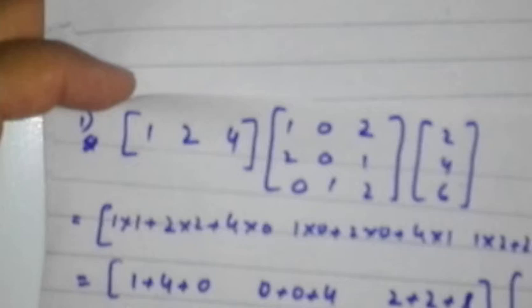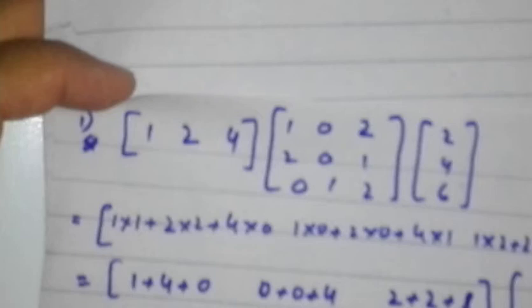Now 5 2s are 10, 4 4s are 16, 12 6s are 72. Add these, we get 98. The answer. Now part 2.